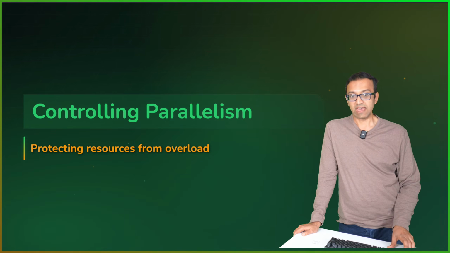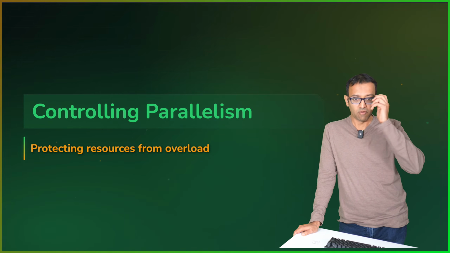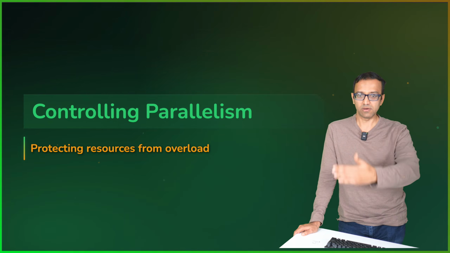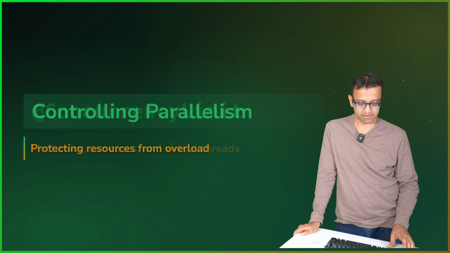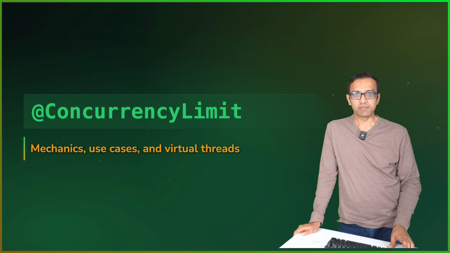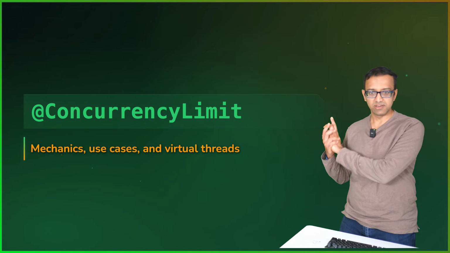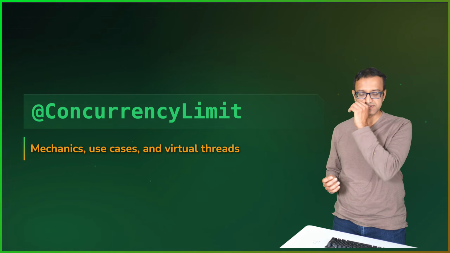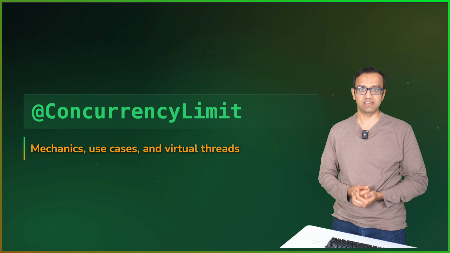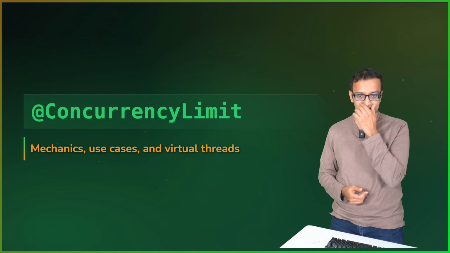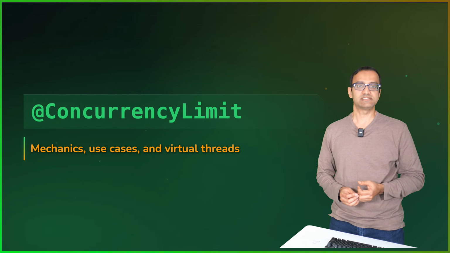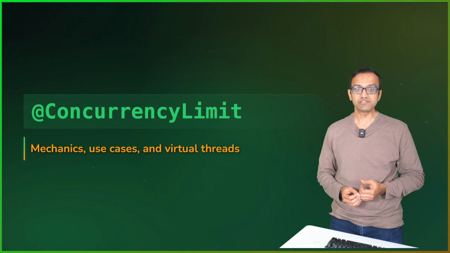We looked at how cascading failures can happen, and overwhelming of resources also cascades, and we want to avoid that. So I'm going to show you how to use the concurrency limit annotation. This is the new annotation that was added to Spring Framework 7. We'll look at the mechanics, understand when it's necessary, and also get into virtual threads.